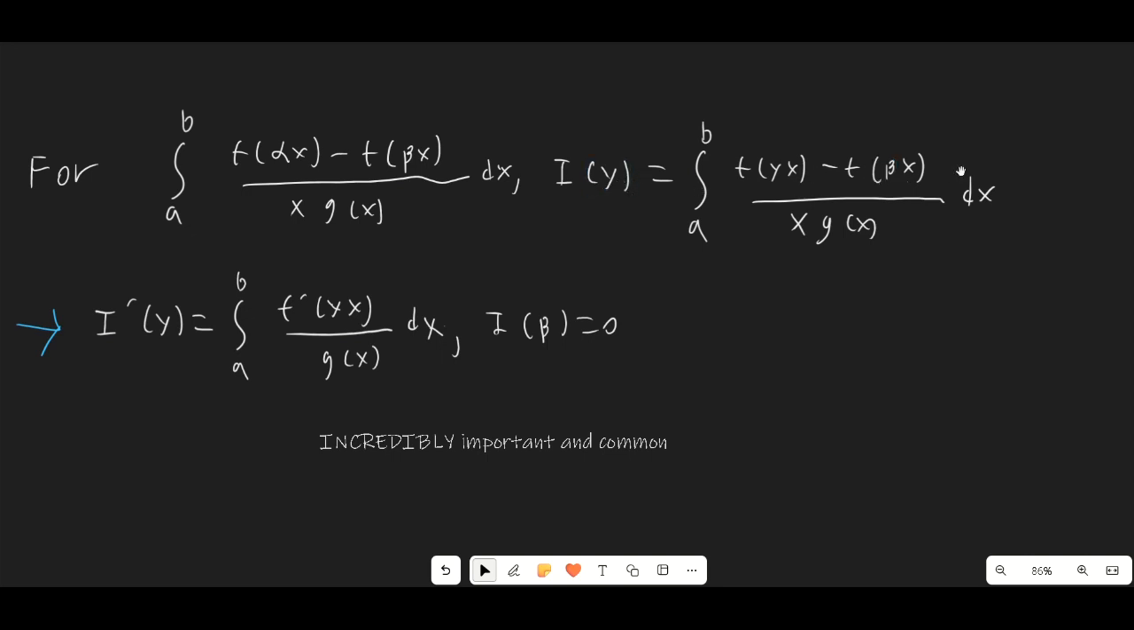And when we differentiate with respect to y, this f of beta x disappears because it's not related to y at all, and this x on the bottom also disappears because of the chain rule, and this is a lot easier to deal with than this nasty function right here. So this is incredibly important and common, and this is probably the most important pattern that you're going to see when you're solving these types of problems.